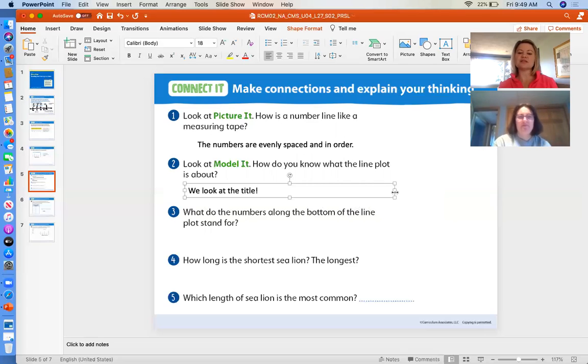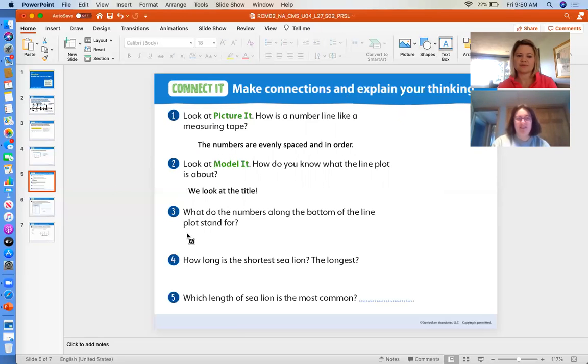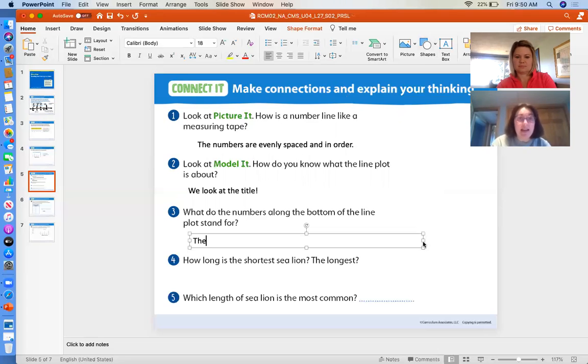What do the numbers along the bottom of the line plot stand for? Well, we have to go back. Does it tell us? So what do those numbers stand for? The numbers stand for the lengths of the sea lions. It is probably important to add that in inches versus in centimeters or meters or things like that. And it tells you that. Okay, so let's look back at the data.